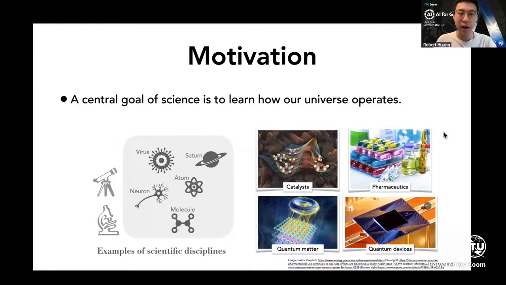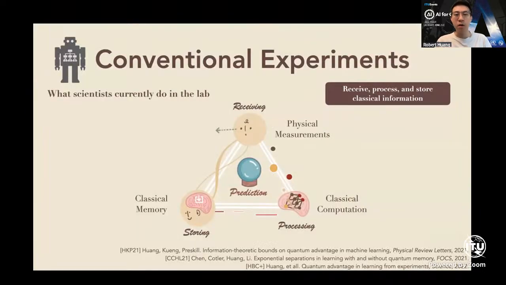Before diving into that, I would like to first start out by talking about how current experimentalists try to learn about our universe. What scientists currently do can be modeled as the following. One can think of it as a conventional experiment. One can also think of it as having a classical AI agent that tries to learn about the world. Such a learning agent, a classical one, can learn about our world by receiving, processing, and storing classical information. The classical information can come from doing measurements, from doing experiments. One can then process this classical information using a classical computer to do data analysis to better understand the pattern that we obtained from these measurements and experiments.